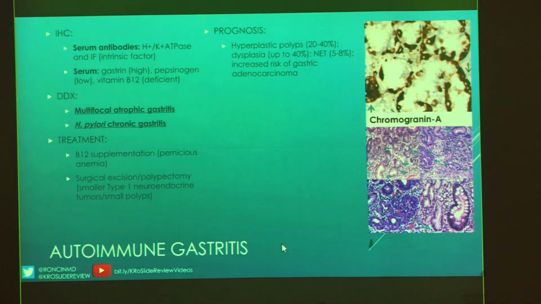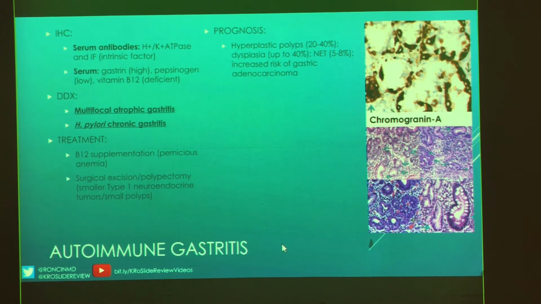For your stains, there's not really stains that are going to help you, but the lab tests that can help is that the patient will be positive for antibodies to the hydrogen potassium ATPase and intrinsic factor. Their serum gastrin should be high, pepsinogen will be low, and vitamin B12 will be deficient. So that's where you get your antibodies to intrinsic factor. They lose that, which results in a severe drop in vitamin B12, and that's where they get the megaloblastic anemia.